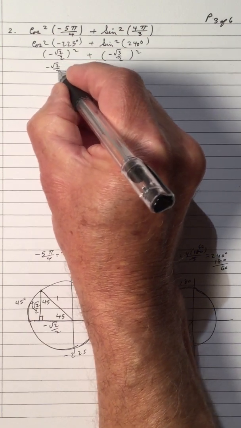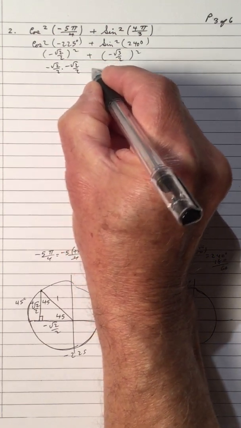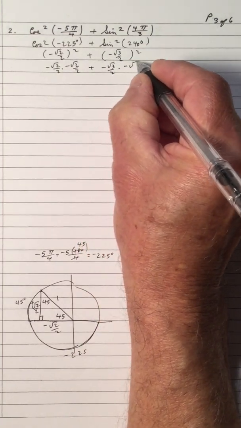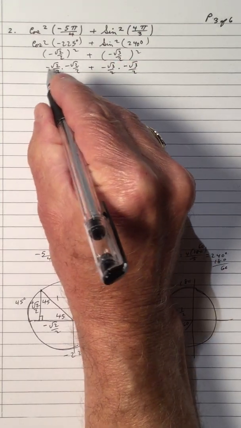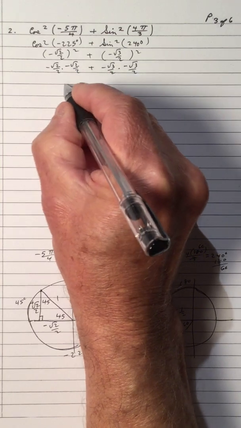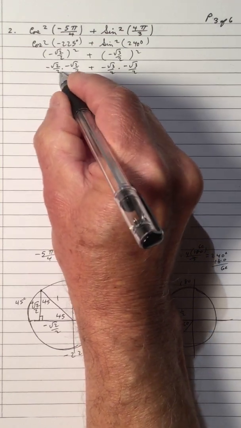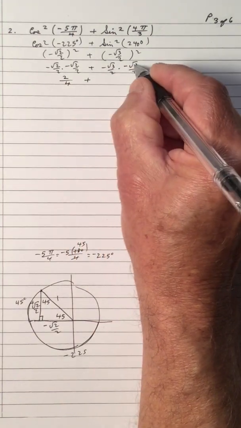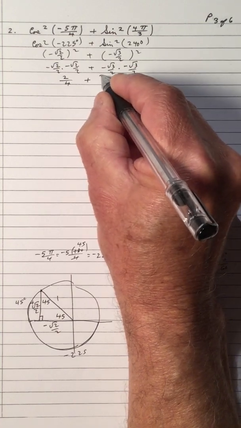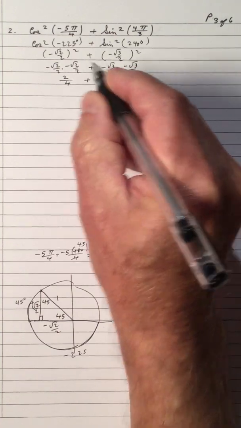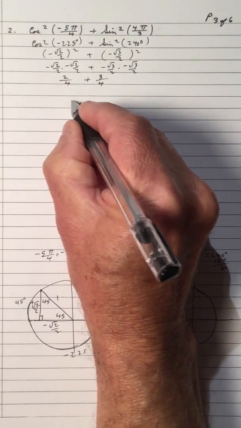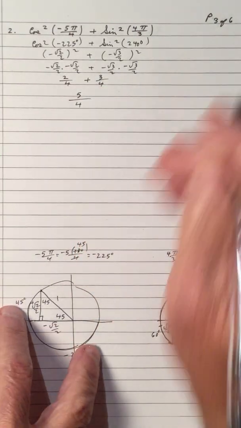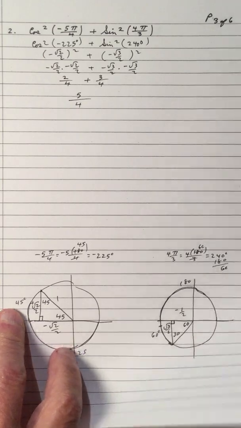So it's negative root 2 over 2 times negative root 2 over 2, add on, square negative root 3 over 2 times negative root 3 over 2. Negative times negative is positive. Root 2 times root 2 is 2. 2 times 2 is 4. Negative times negative is a positive. Root 3 times root 3 is 3. 2 times 2 is 4. Two fractions have the same denominator of 4, so we add. 2 plus 3 is 5. So 5 over 4 is the answer when we evaluate that expression.